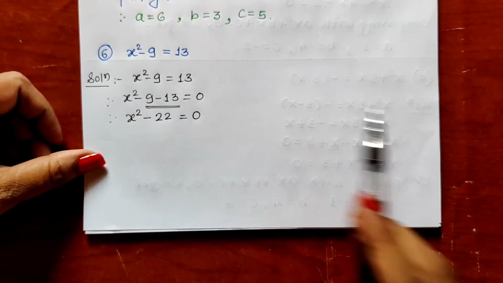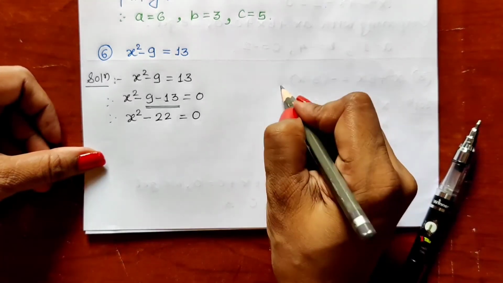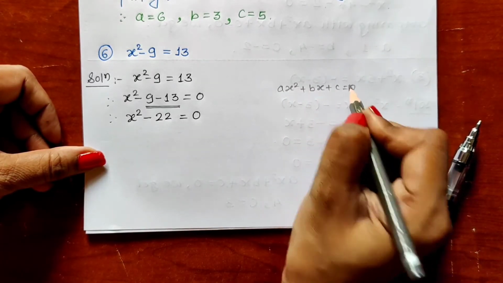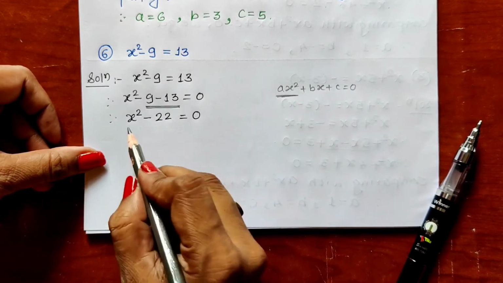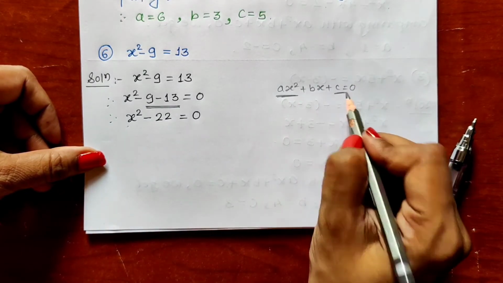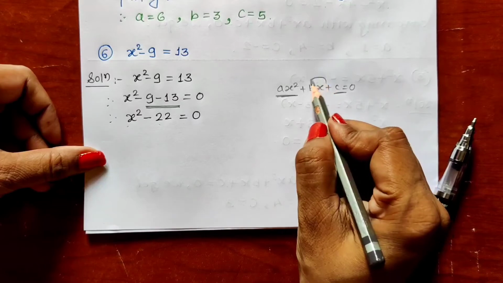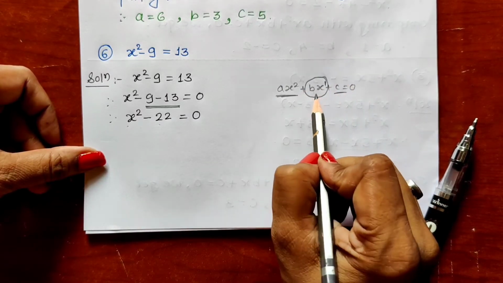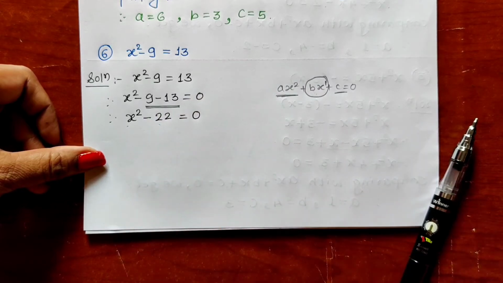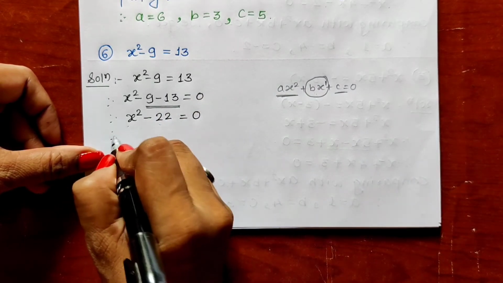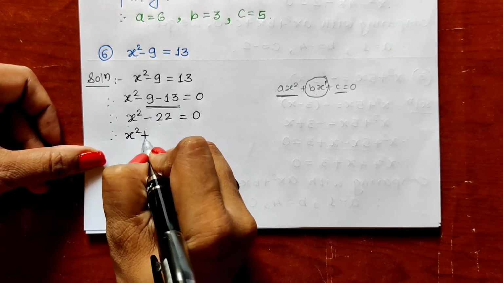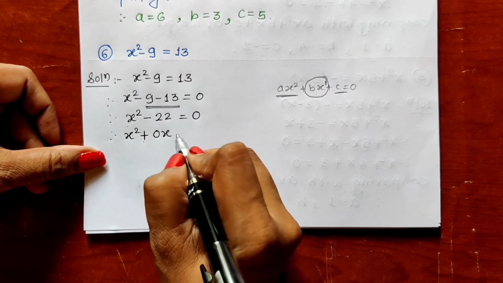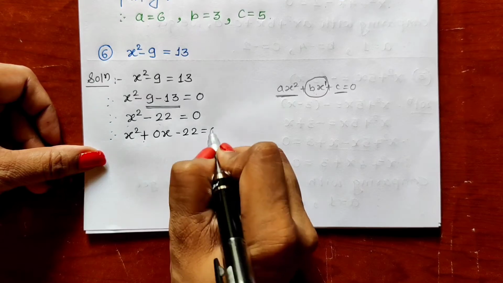Now see children, if you compare with ax square plus bx plus c is equal to 0, we have the square term here and the constant term also. We don't have the term with index 1. That means this term is missing, so we will have to add this term here. Therefore, x square plus 0x, always write plus sign, plus 0x minus 22 is equal to 0.